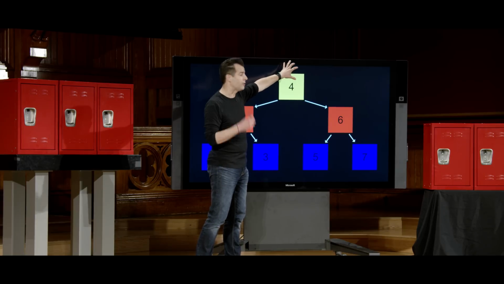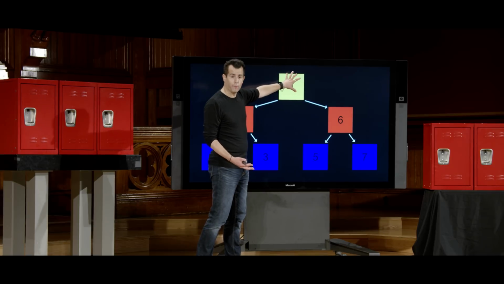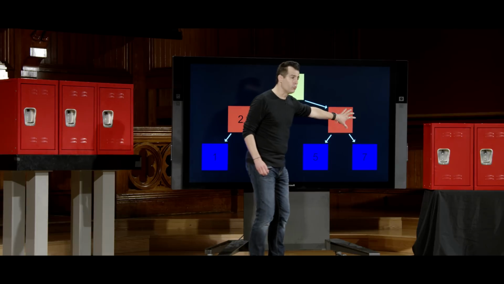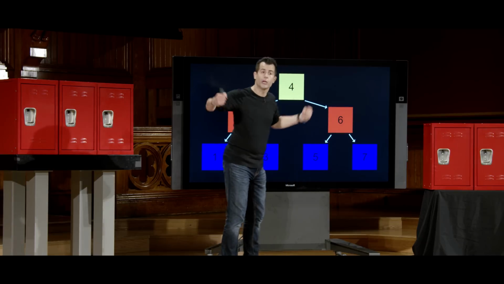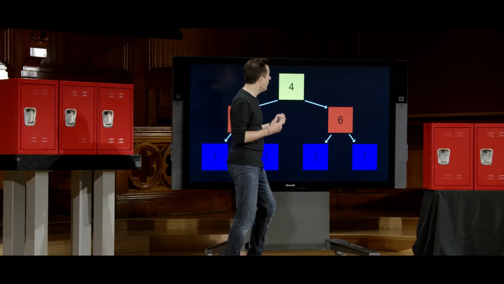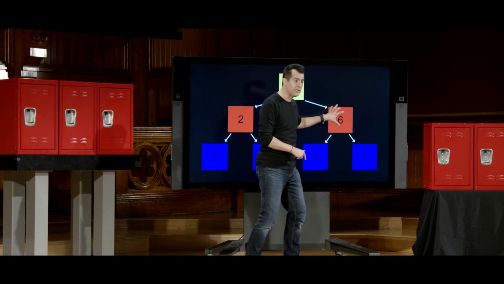Guess what you do? If you're looking for the number 7, well, you see 4. You know it's greater than 4. So what do you do? You move to the right, thereby ignoring the other half of this tree, just like the other half of the phone book in week 0. Once you get to 6, you consider, I'm looking for 7. What do I know? It's got to be to the right.